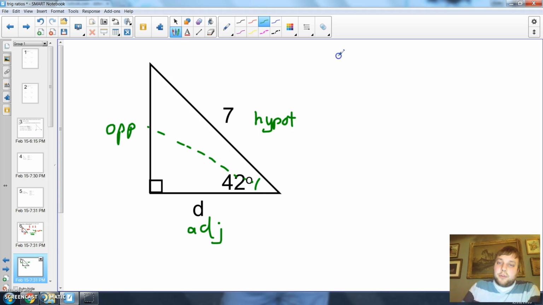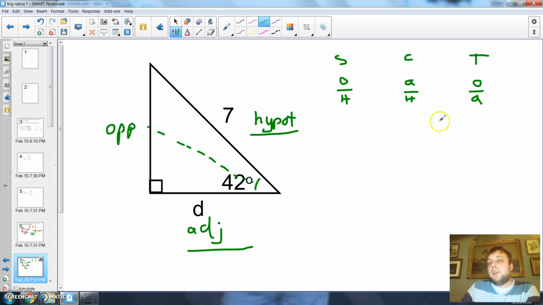So remember with your chart, sine, cosine, tangent. This is the last time I'm writing this out because it takes too long. Sine is opposite over hypotenuse. Cosine is adjacent over hypotenuse. And tangent is opposite over adjacent. See that? SOH CAH TOA. So which one uses a hypotenuse, because that's what I know, and an adjacent, which is what I want to know? You should say ding, ding, ding, cosine.